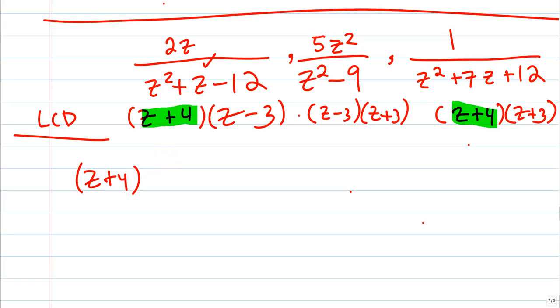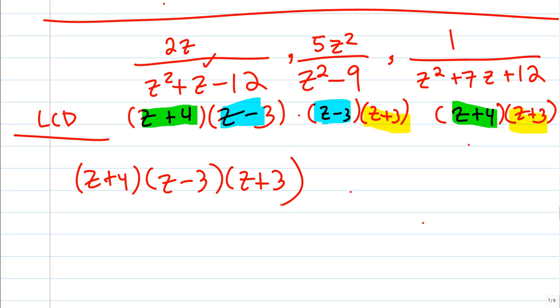Okay? Next group I see, how about z minus 3? And not squared. We only need the highest power of that, so z minus 3. And our last group, and what color am I on? Yellow, is the z plus 3. So now if I were adding these fractions, I could just give each one what it needed to become a like denominator.